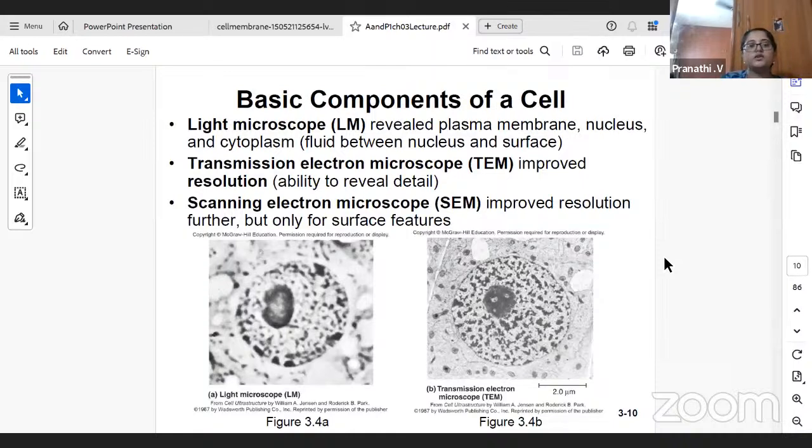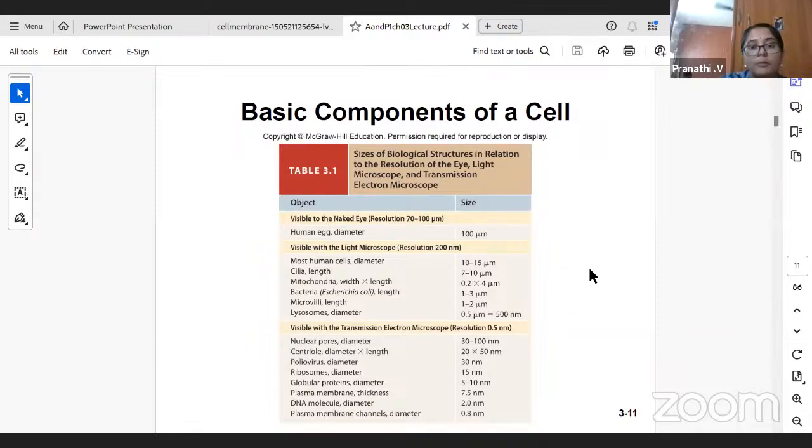Otherwise, when you want to see in the best and the finest way, you're going to see it in the SEM and the TEM. Our CCMB has these microscopes, the transmission electron microscope and the scanning electron microscope, wherein you can see the finest of the microorganisms that are present and the finest of the cells that are present. So what are the basic components of a cell?